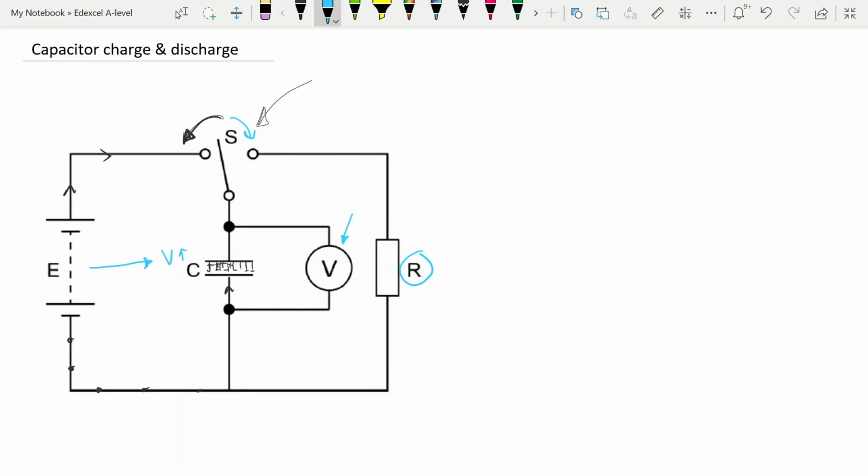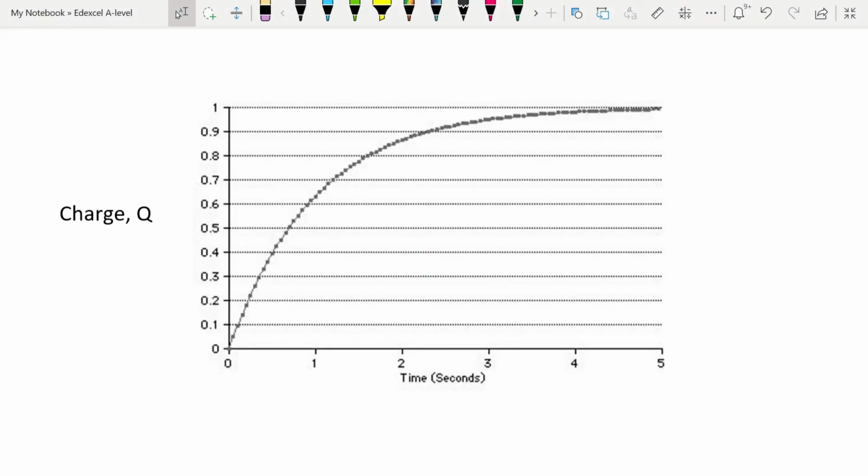We will come back to this circuit later to talk about discharging the capacitor, but for now we want to look at what happens to the charge and the voltage across the capacitor as you charge it, and also what happens to the current in this charging circuit. Let's talk about the charge on the capacitor first, because this is the fundamental part. This is what causes everything else.